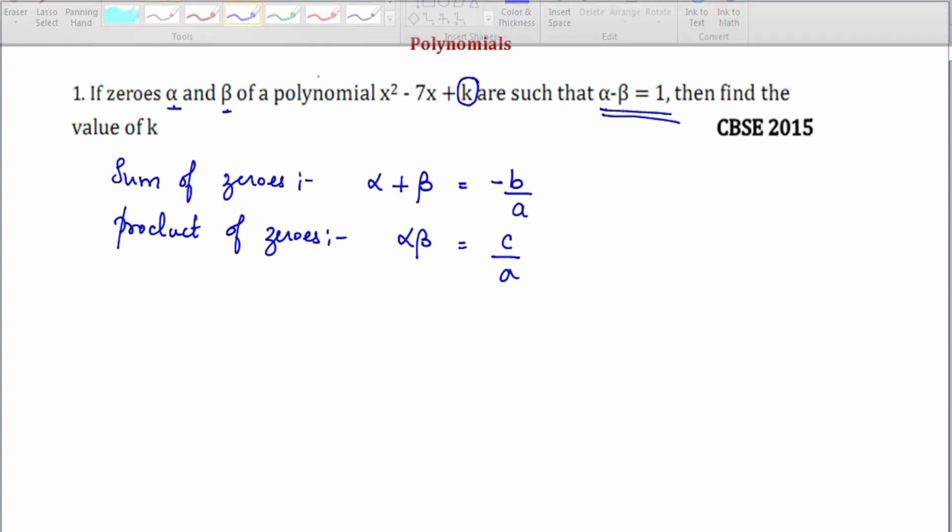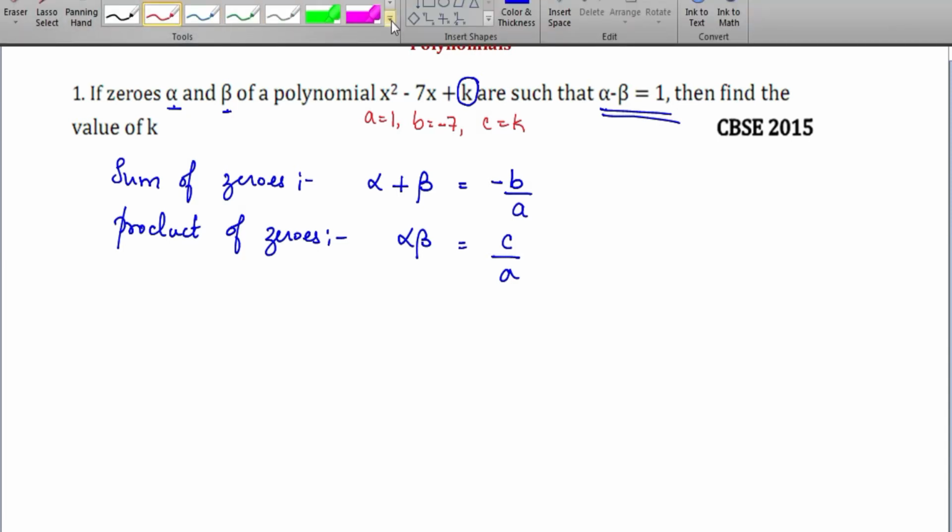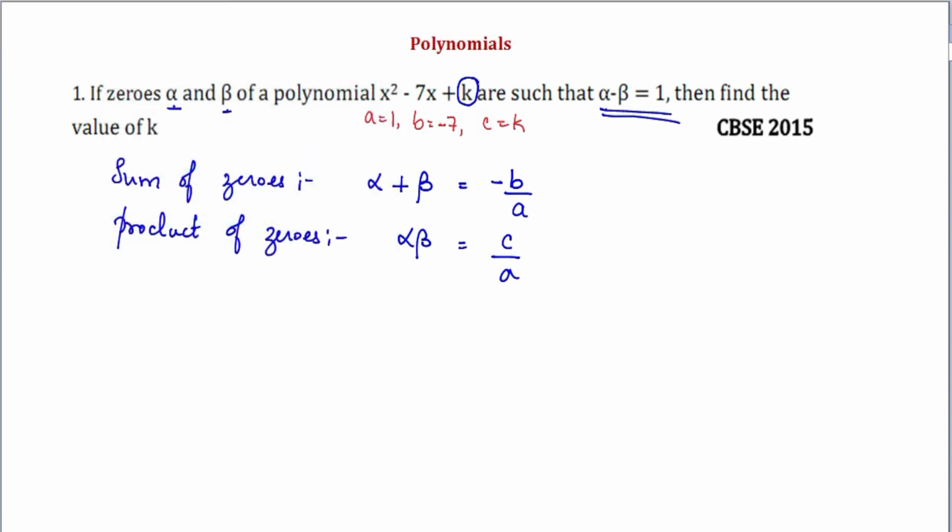Here we have a equals 1, b equals minus 7, and c is k. Understood? So we are going to use these results here. We have alpha plus beta is minus b by a, which is equal to minus of minus 7 by 1, which is 7. And alpha into beta is c by a, which is k by 1. It's nothing but k.